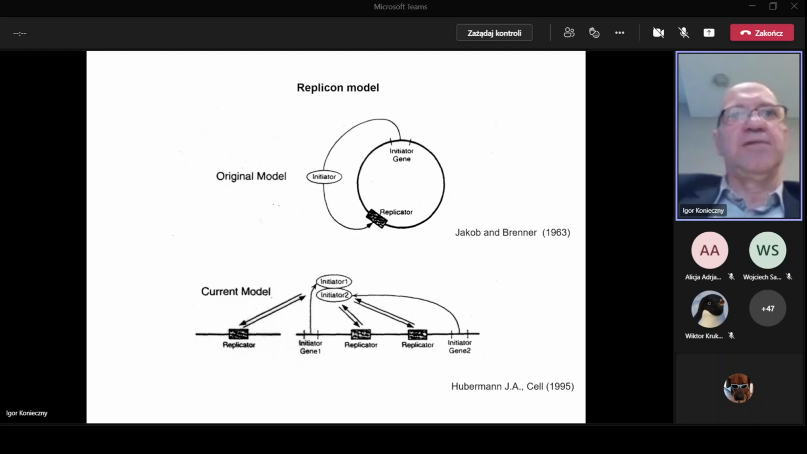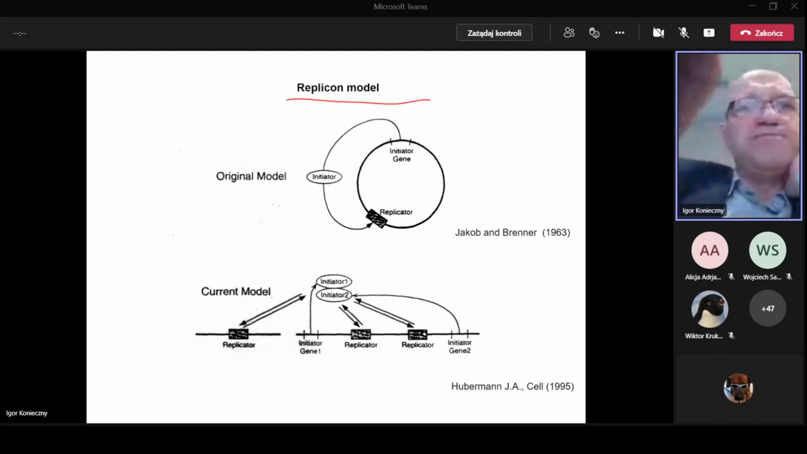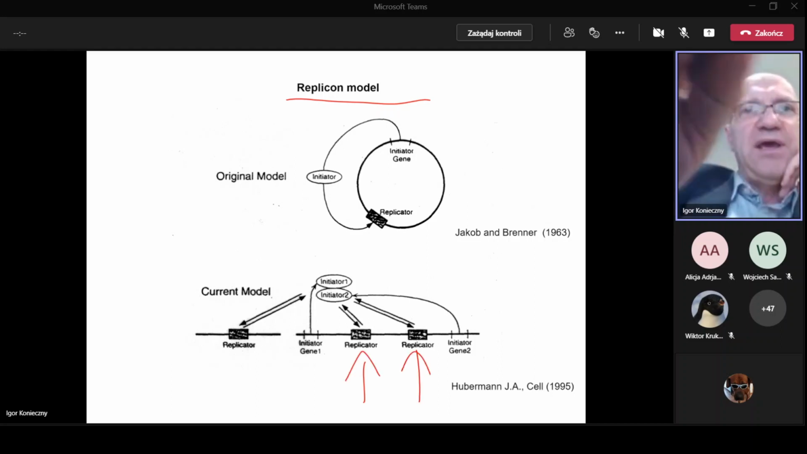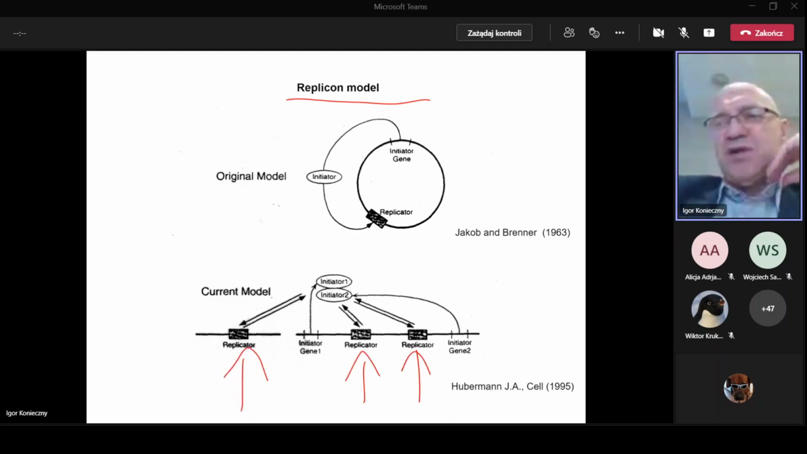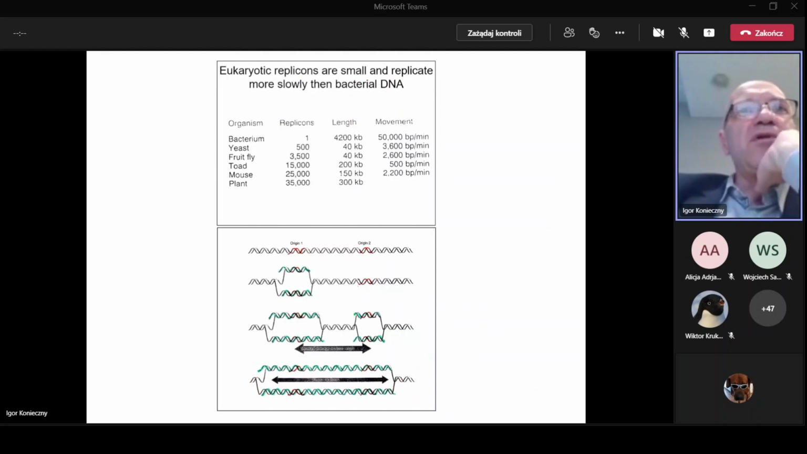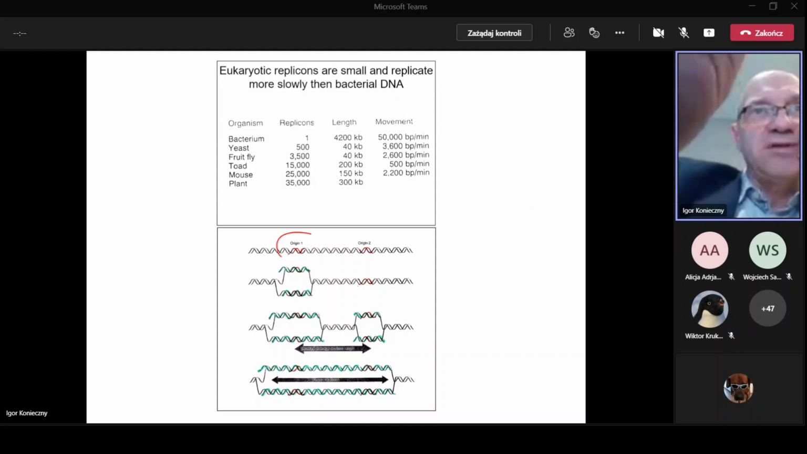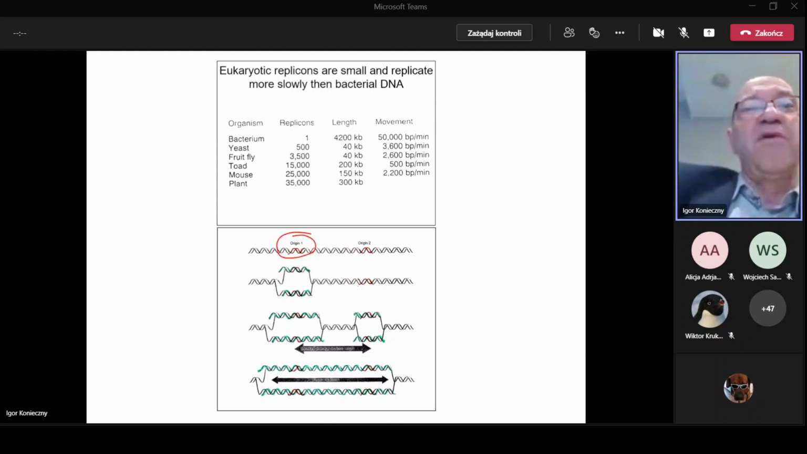Okay, I think it's fine. So, back to the replicon model. In eukaryotic systems, we have more replicators, more replication initiation proteins, and more initiation sites on the chromosomal DNA. And so we may have more than one chromosome and more than one replication initiation site, so more origins, so more replication forks.